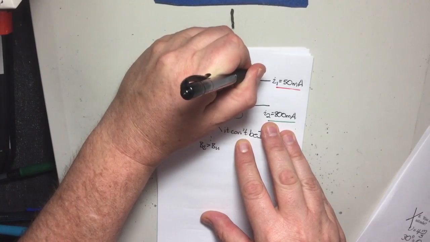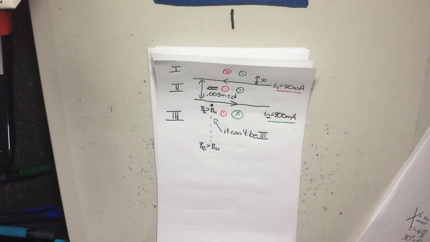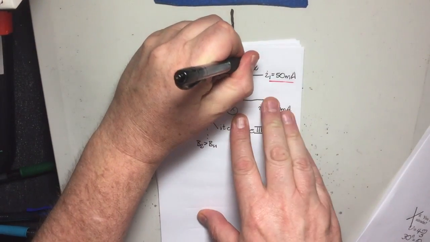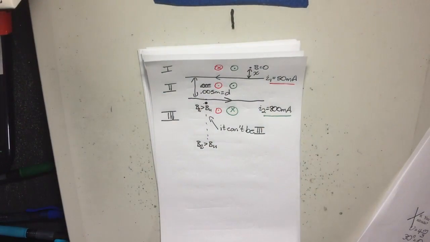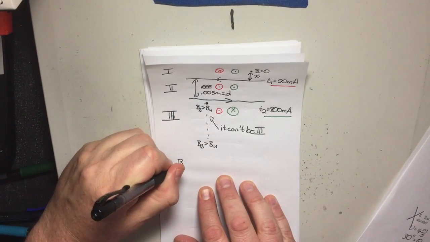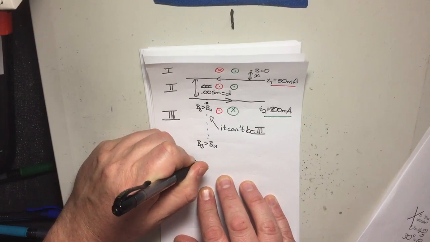So what we do is, I say that the distance from the upper wire to the point where B is equal to 0 is X. So the B field at that point is 0.